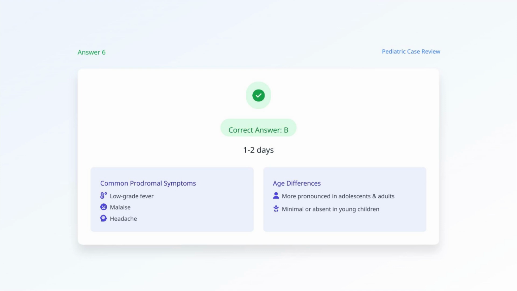Prodromal symptoms typically last 1 to 2 days before rash appears. These symptoms include low-grade fever, malaise, headache, and sometimes anorexia. Interestingly, prodromal symptoms are often more pronounced in adolescents and adults, while young children may have minimal or no prodromal phase, with rash as the first sign of infection.